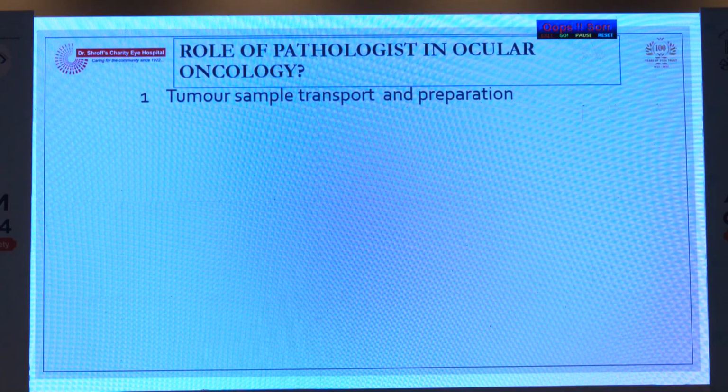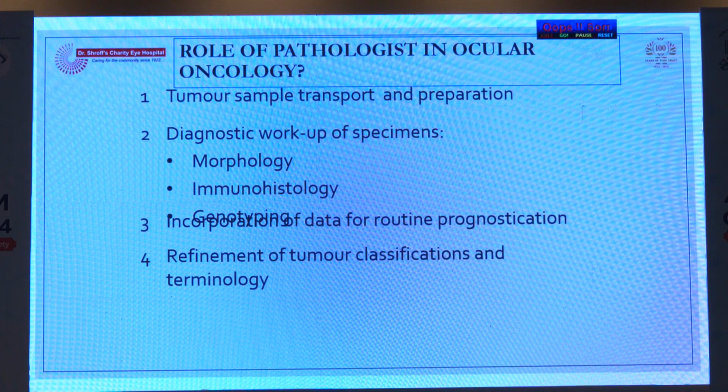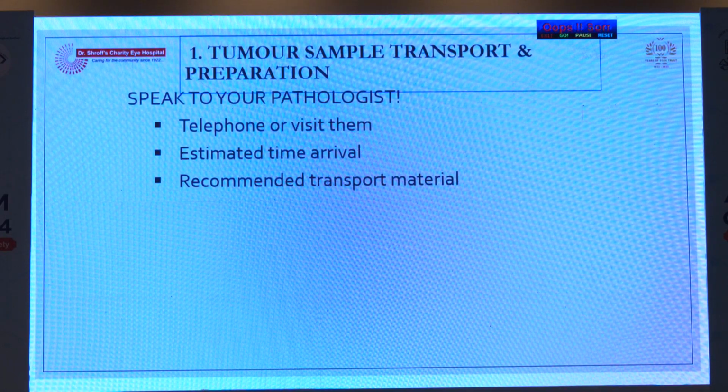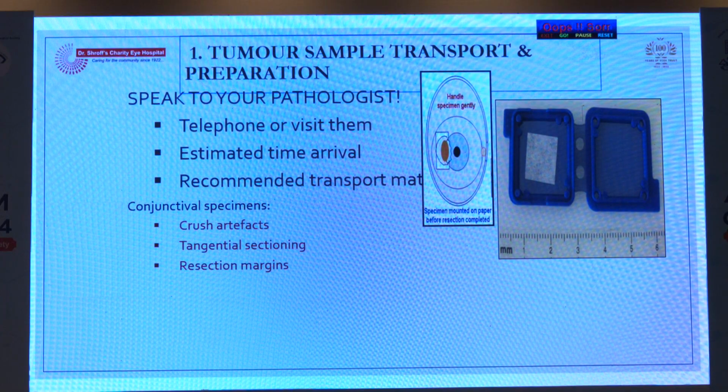So I'm running short of time, so I'll just wrap up. Our role is from morphology to defining the tumor to genotyping and prognostication. It's important, as I started saying, to have two-way communication. The more you speak to each other, the more pre-analytical errors you take care of, and the more the patient finally gets what they deserve.